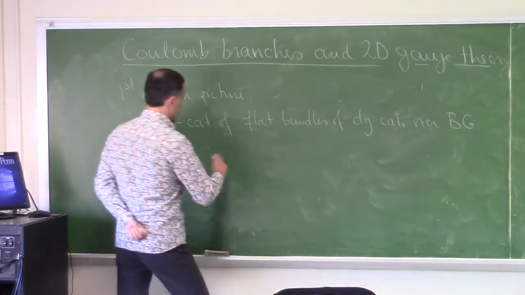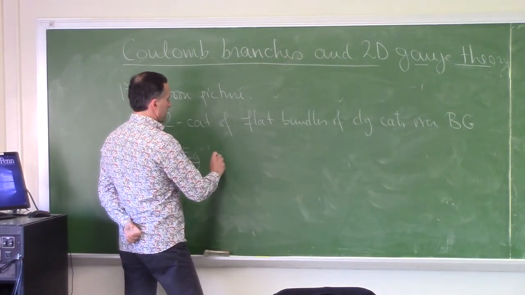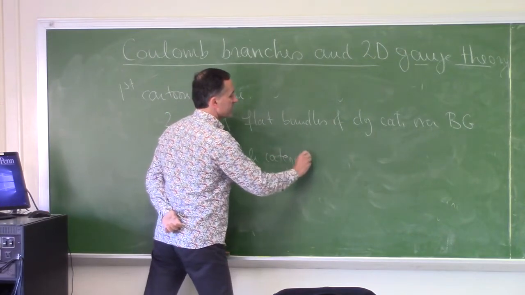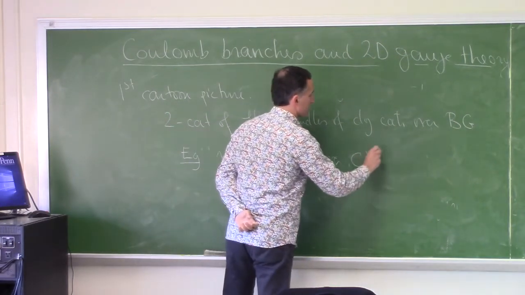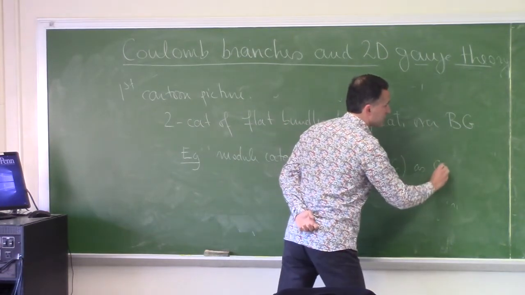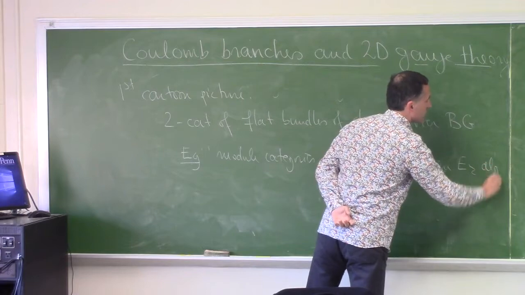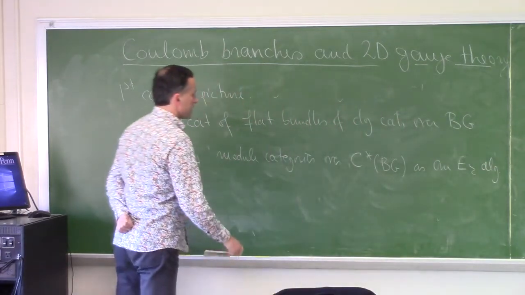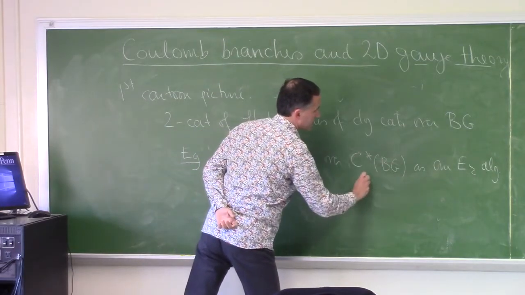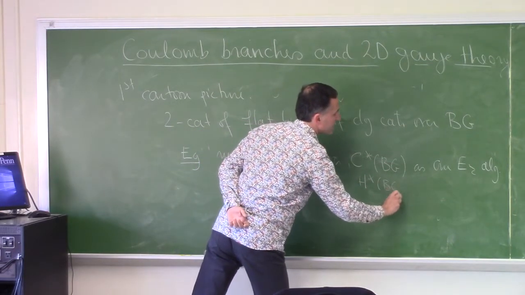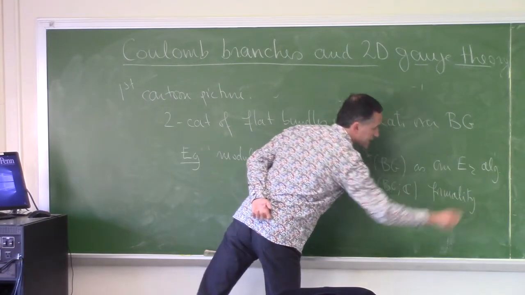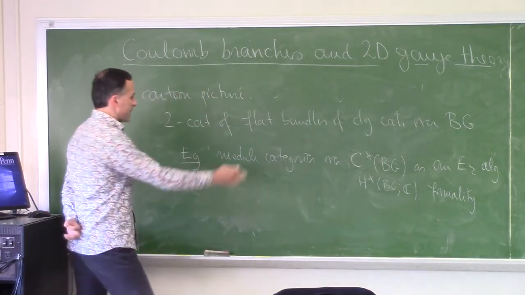You want module categories over the chains of BG as a commutative algebra. You just need it as an E-infinity algebra. It's commutative. And put over C, so in fact by formality I have written the homology of BG here. An integral theory is much more subtle, of course.